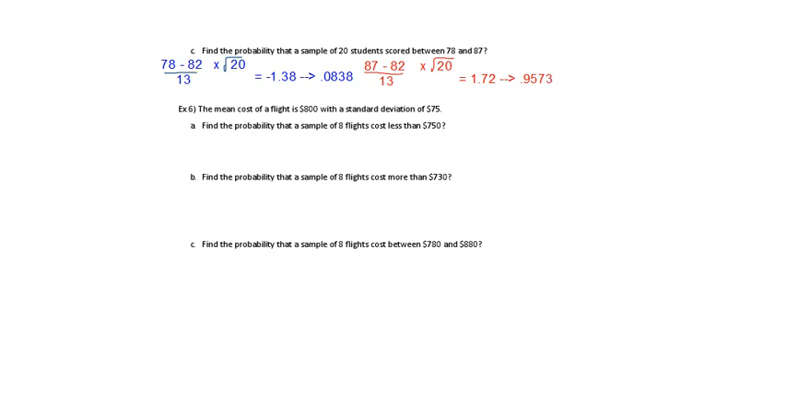All right, but don't forget the key word is between. And between means we're going to have to subtract big answer minus little answer. See if I can squeeze it in here. So for between, we're going to have to do 0.9573 subtract 0.0838. That's equal to 0.8735. That's our answer. All right, very good.